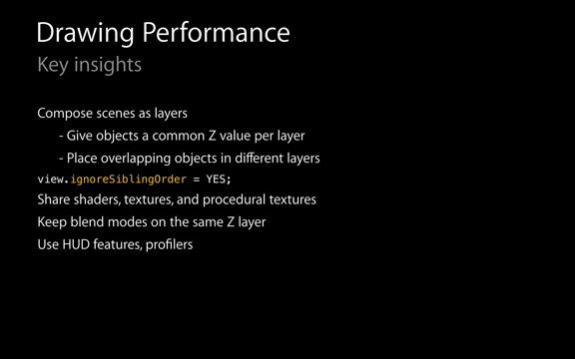To roll that all up, the idea here is to pose your scenes as layers. Common Z values are going to help you a lot for the reasons I mentioned. Put overlapping things in different layers in order to control the draw order instead of using the sibling order. Share your stuff. Blend modes go together. And use the HUDs and profilers to really understand what the engine is doing.